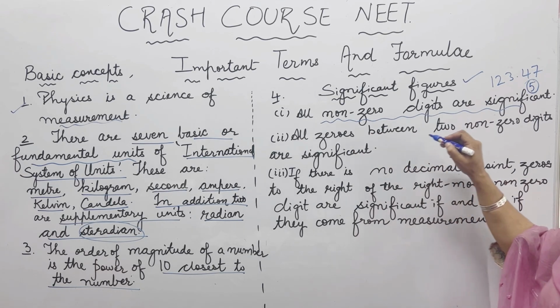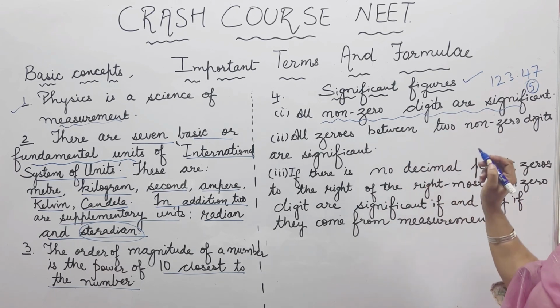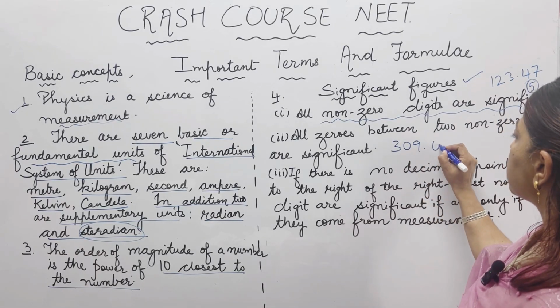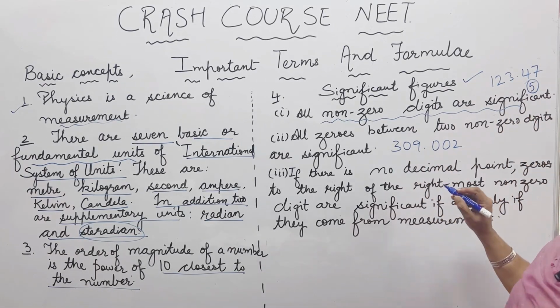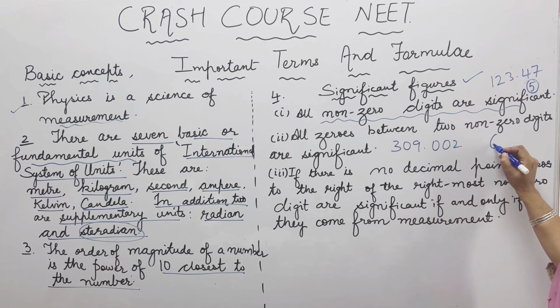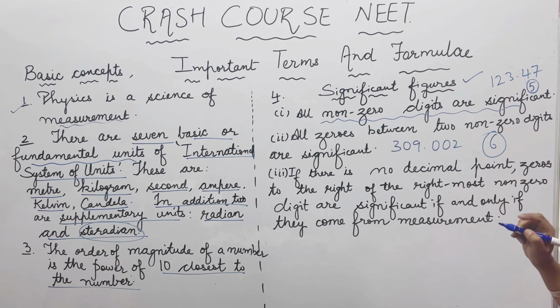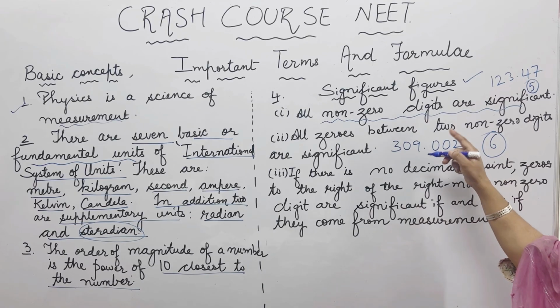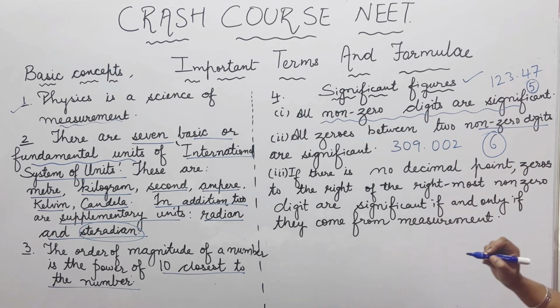All zeros between non-zero digits are significant. For example, the number 309.002 contains 1, 2, 3, 4, 5, 6: 6 significant figures. The reason behind this is the rule that the zeros lie between non-zero digits.